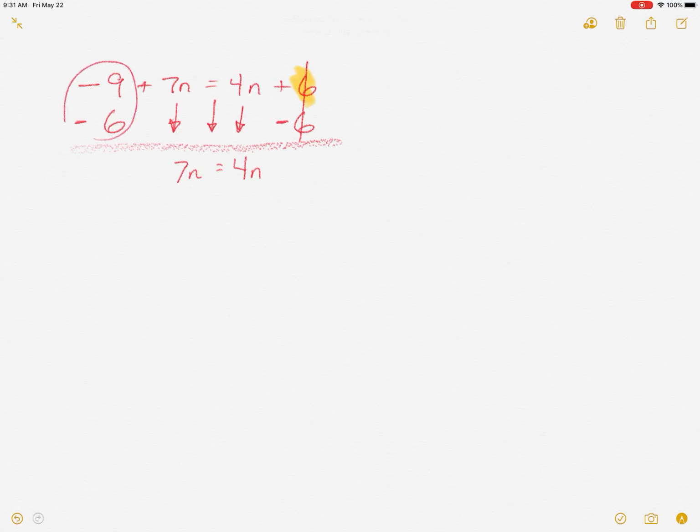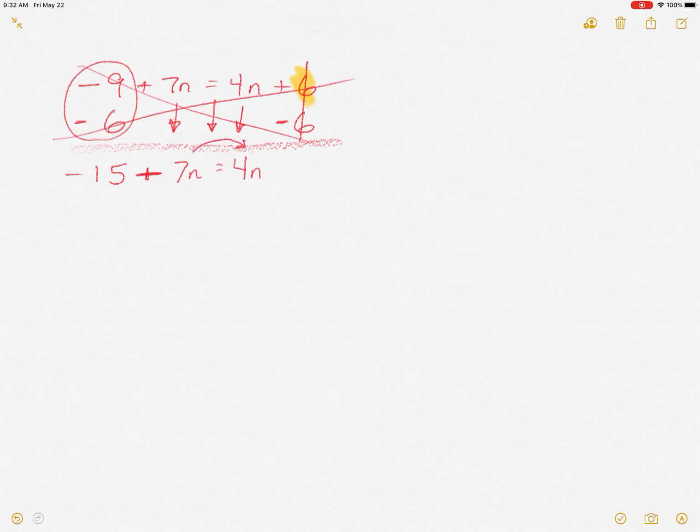And then I'm going to combine these like terms, and they're both negative. So a -9 minus a 6 is going to give us a -15. And then this is a positive 7n, so we're going to put a plus right there. And now I can work from this part. This part is finished. And now we have -15 plus 7n equals 4n. Now I've already got my -15 on the left side of the equation, so I'm going to work on getting my n term over here.